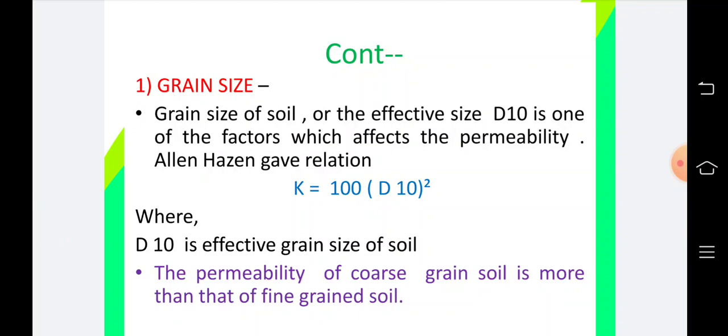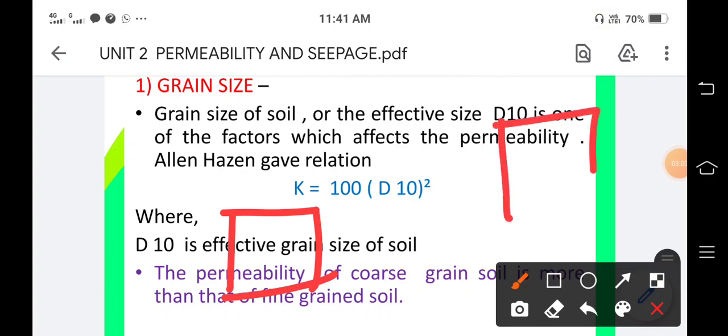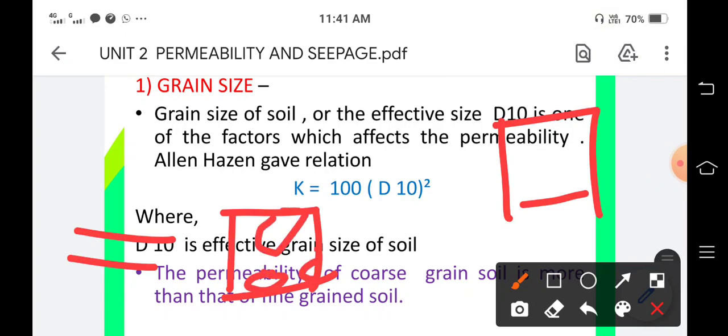Let us consider two soil samples from which we have to percolate water. Suppose this is one soil sample and this is another soil sample. Here we are giving the supply of water. This is a coarse grain soil sample, suppose a sand, and here is a clay. Clay is a fine soil. Tell me from which soil sample water can easily percolate.